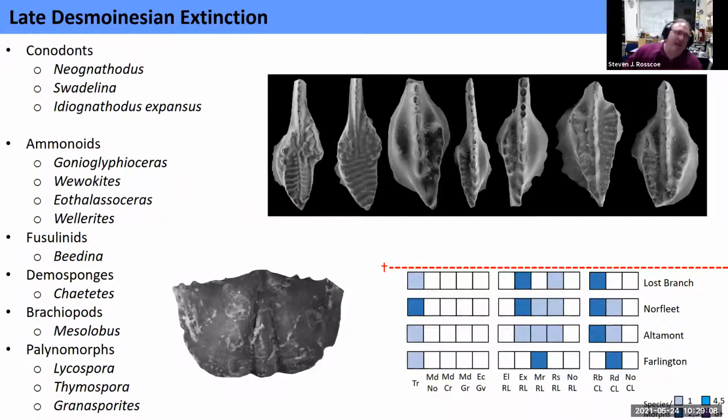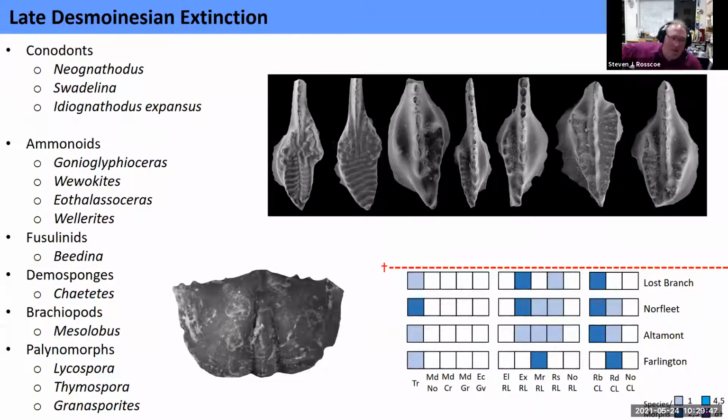that leads us into the late Des Moines extinction. A lot happens in this extinction. In terms of conodonts, which is where I live, it's Neonethotus, the entire genus, Suedolina, the entire genus, and Idionethotus expansis all go extinct following the Lost Branch cyclothem. So we lose a whole lot of conodonts, and these neognathodids going away, I think, ends up opening up Idiognathodus for a pretty massive diversification in the next major cratonic flood that we see in the Missourian.